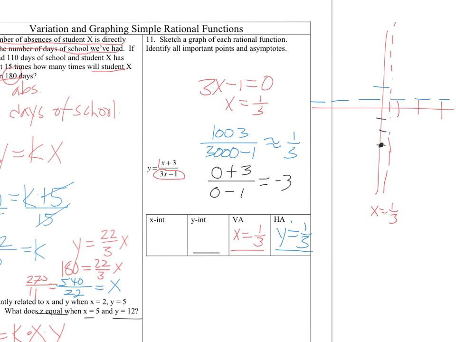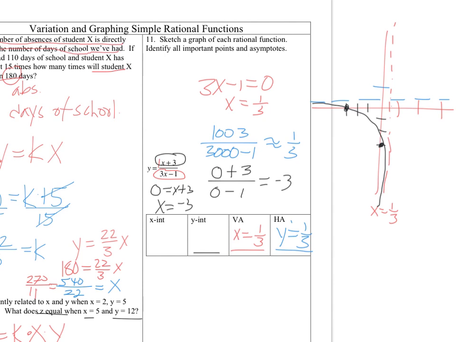The x-intercept is going to be from whatever makes the top 0, because if we do 0 divided by that, we get 0 as an answer. So it'd be 0 up top. So x equals negative 3 would be my x-intercept. That would make up that side of the graph.